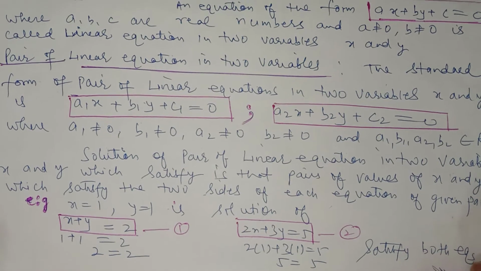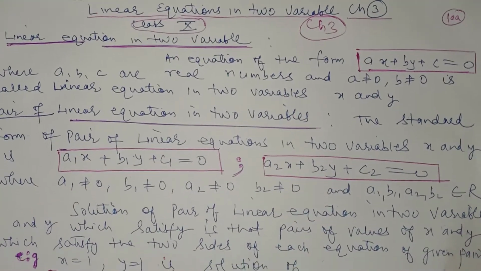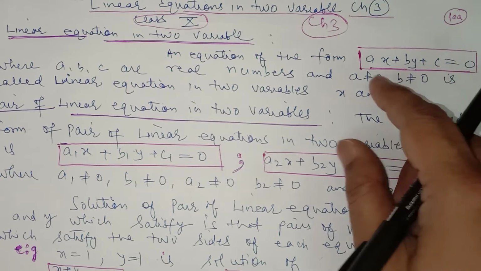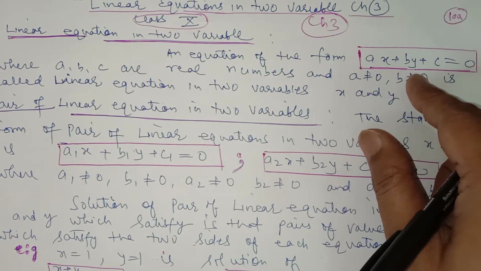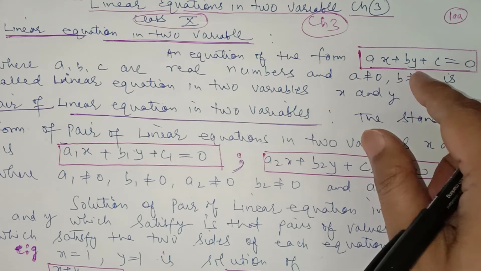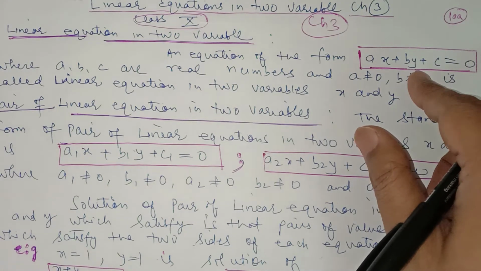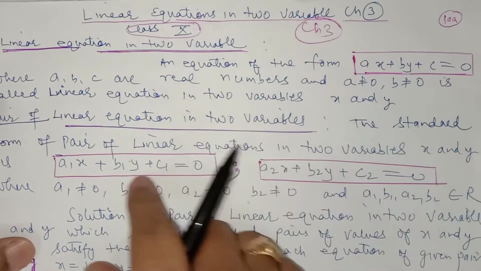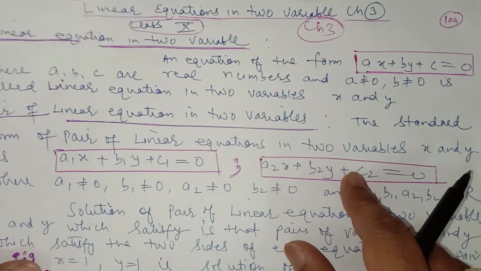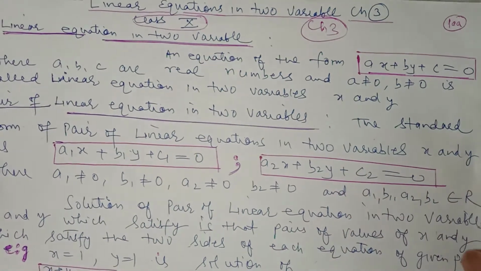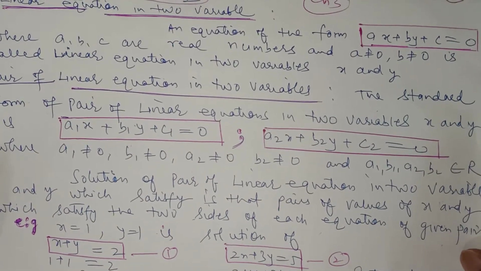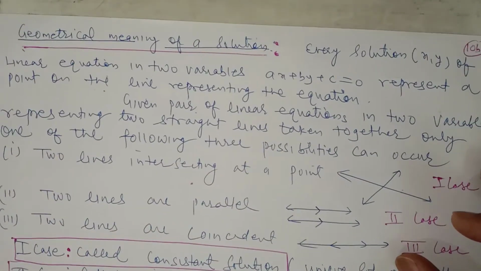So this is the basic concept of linear equations in two variables. Any equation of the form ax plus by plus c equal to 0, where a, b, c are real numbers and a and b are both not equal to 0, is a linear equation in two variables. Linear means the degree of the variables x and y should be 1. A pair of linear equations in two variables is also known as simultaneous equations. The solution of this pair is those values of x and y which satisfy both the equations. This is the basic concept of linear equations in two variables.